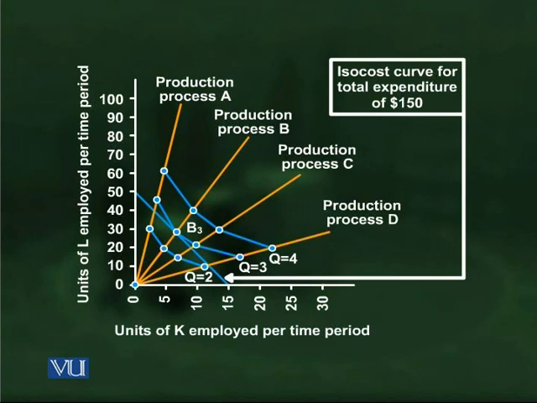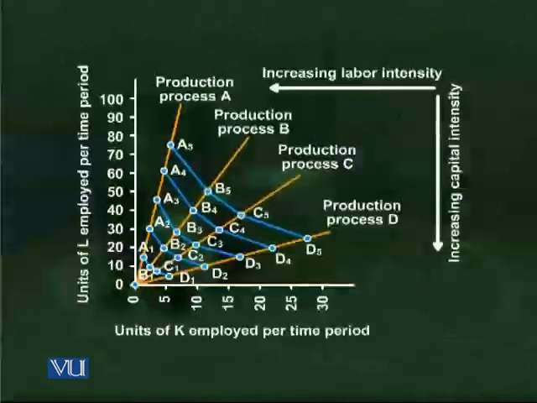So as we have seen that in case of process B, the ratio of labor to capital is 5. Look at, in the previous slide we have seen that at B1 the firm was using 10 units of labor and 2 units of capital, whereas at B2 it was using 20 units of labor and 4 units of capital, and at B3 it is utilizing 30 units of labor and 6 units of capital. So for all of these points, that is B1, B2, B3, the ratio of labor to capital remains the same, that is 5 to 1.